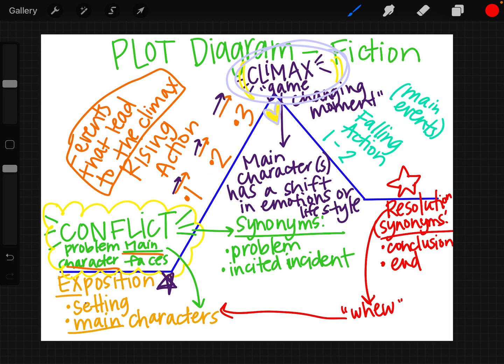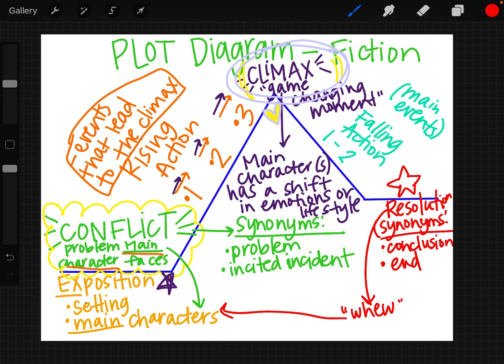Every story is going to follow this storyline if it is a fictional story. If it falls into the category of fiction, like I said, fairy tale, fantasy, science fiction, realistic fiction, historical fiction, just fiction, it's going to follow this plot line, or else you don't have a real story.